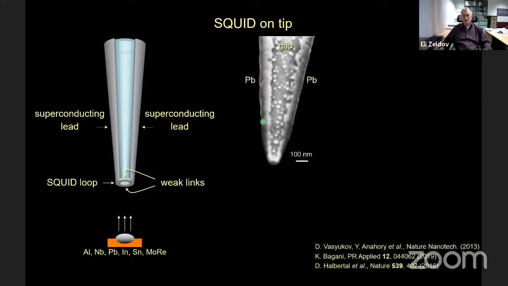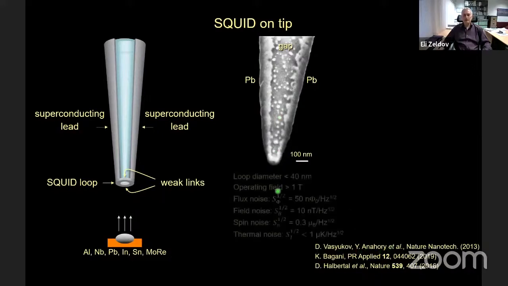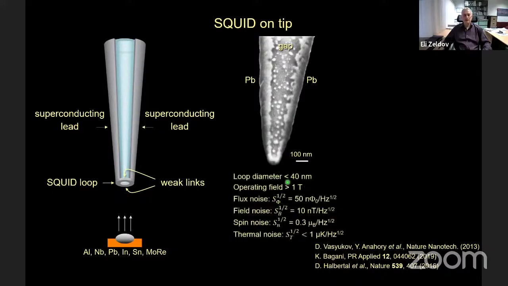This is how it looks in a scanning electron microscope. This is a lead SQUID that was developed by Denis Vasyukov and Yoni Anahori. These devices can be as small as 40 nanometers. They operate in fields of over a Tesla. Recently we've developed devices made of molybdenum-rhenium in this work, which go up to 5 Tesla. They can have extremely low flux noise of down to 50 nanophinode per square root hertz, and a field noise of down to 10 nanotesla per square root hertz.